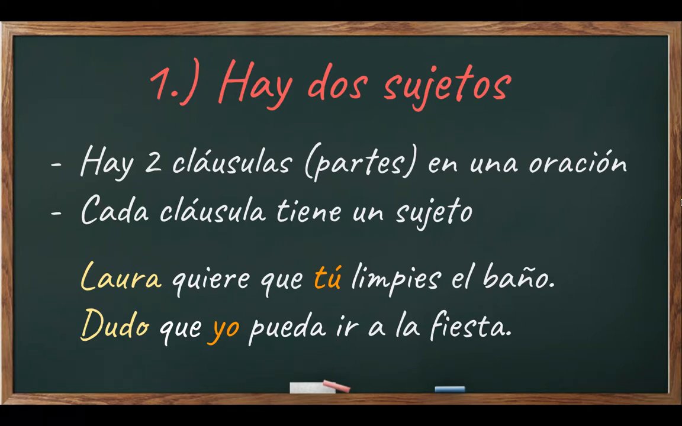The second one, though, dudo que yo pueda ir a la fiesta. This is an example where you could have 2 different subjects, but they're the same person. So yo dudo and yo pueda. I doubt that I could go to the party. There's still doubt and there's still uncertainty, even though you're just talking about yourself. This still works. So that's number 1.